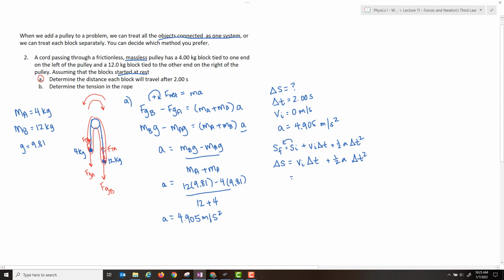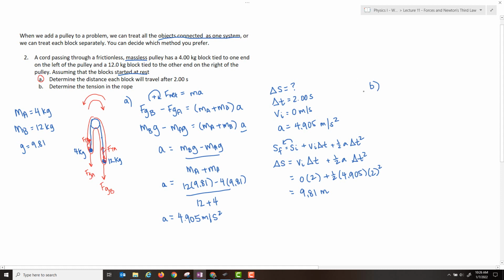All right, so I'm solving for delta S. My V initial is 0, my delta T is 2, plus 1/2 times my A, which is 4.905, times delta T squared, which is 2 squared. I can type all of this into my calculator, and I get 9.81. Delta S is a distance that's traveled, so that would be in meters. So that's A. Okay, when I move on to part B, I'm looking for the tension in the rope.